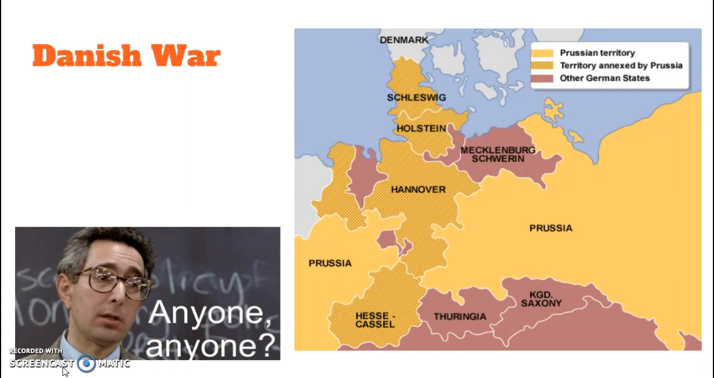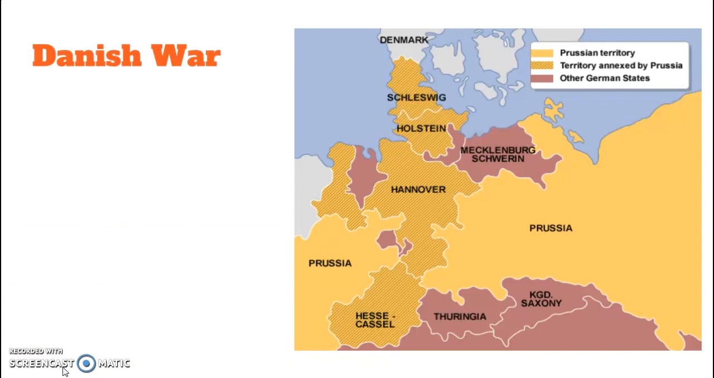Anyone? Anyone? Okay, so Prussia and Austria end up going to war, but nobody saw that coming, right? So Bismarck stirred the pot and created tensions along the border of Schleswig and Holstein, which ultimately provoked Austria into declaring war on Prussia in 1866.